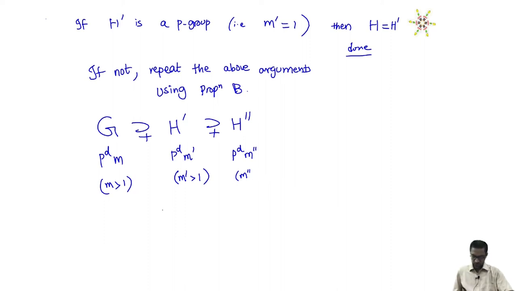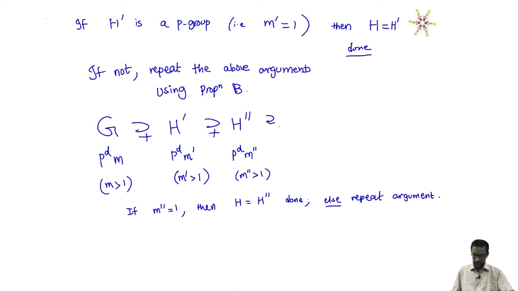So observe, if m double dash equals 1, then the Sylow group you're looking for is just H double prime. You're done. Else repeat the argument again. Else would mean m double dash is strictly bigger than 1, and you can construct another one, and so on. Observe that this sequence of subgroups that we are constructing all have cardinalities of the form p power d into something, where p power d is the same throughout. And these numbers m, m dash, m double dash, m triple dash are such that each is strictly bigger than the next, and so on.